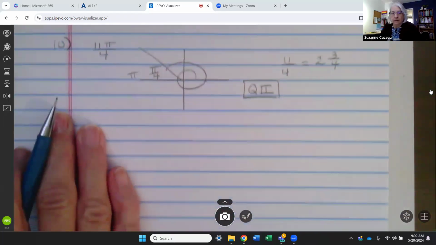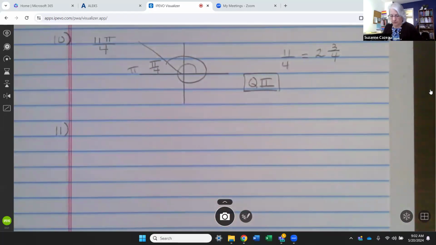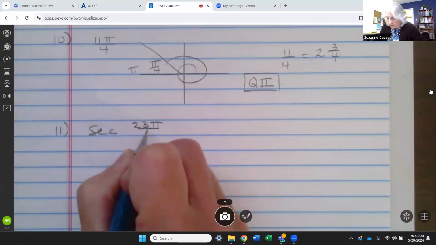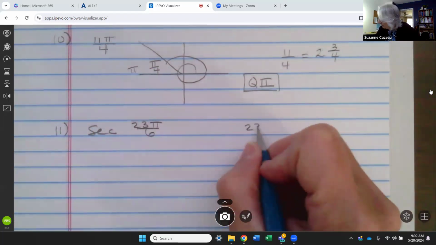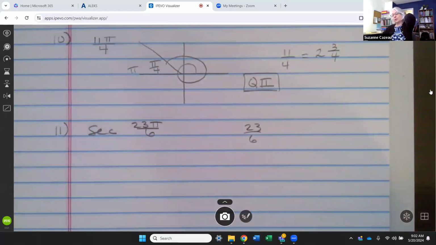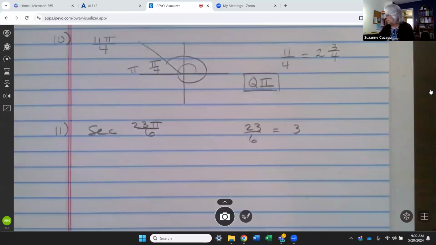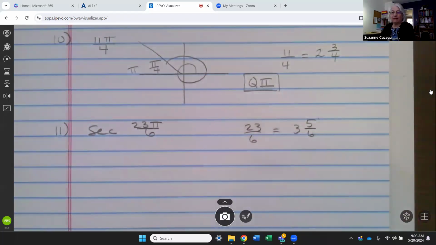Okay, number 11. Find the exact value of secant 23 pi over 6 without using a calculator. All right, well, 23 over 6. So 6 times 4 is 24. That's too big, so I have to go 3, right? And then 5/6. You can double check. That's 18, 19, 20, 21, 22, 23. See? So it's 3 and 5/6.